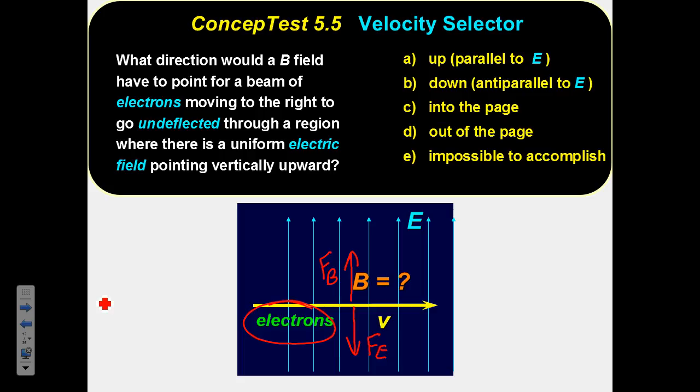Okay, let me step back through that again. First of all, you ask yourself, what is the direction of the electric force? The electric force is down because it's a negative charge, and it's opposite the electric field. And so then, I know my magnetic force has to be up. The velocity is in that direction, so my magnetic field should be into the page. But wait, you say, because it's an electron, you just take the opposite of whatever answer you're looking for. So it's out of the page. So the answer is D here.